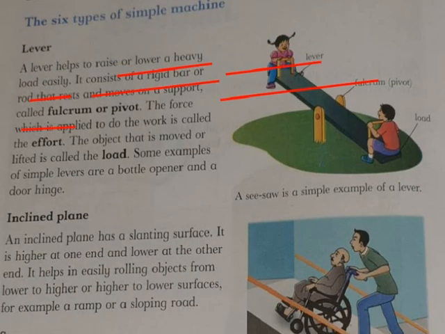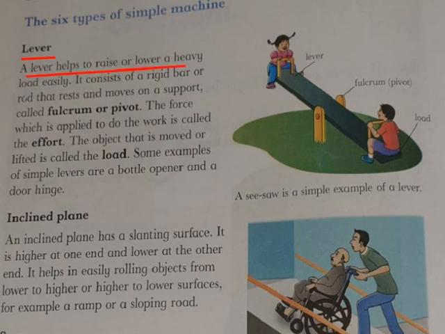The six simple types of machines are lever, inclined plane, screw, wheel and axle, pulley and wedge. First of all, we are going to start reading about lever. A lever helps to raise or lower a heavy load easily. It consists of a rigid bar. Where is the rigid bar? This is the rigid bar.